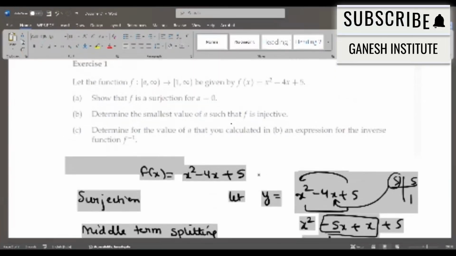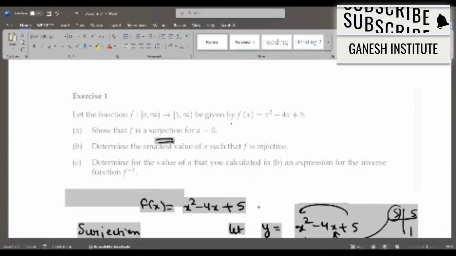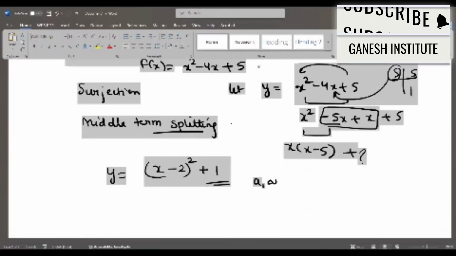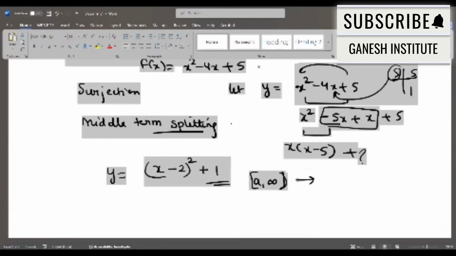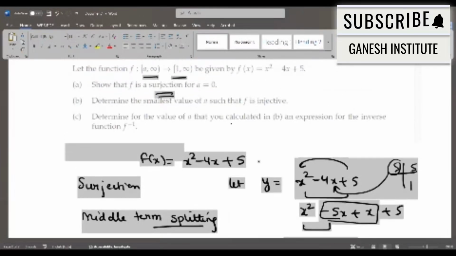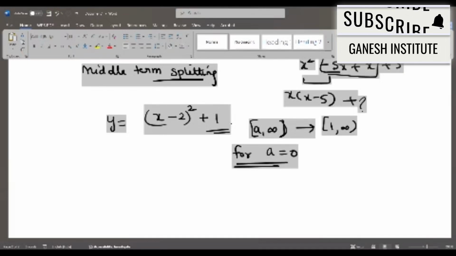Now, in order to prove it onto for A0, when the domain is moving from A to infinity, to 1 to infinity, you have to prove the surjection for A0. Now, surjection, I know that every codomain must be having its pre-image, right? Every range should be there. Every codomain should have its pre-image in X, in the domain. Is this correct?